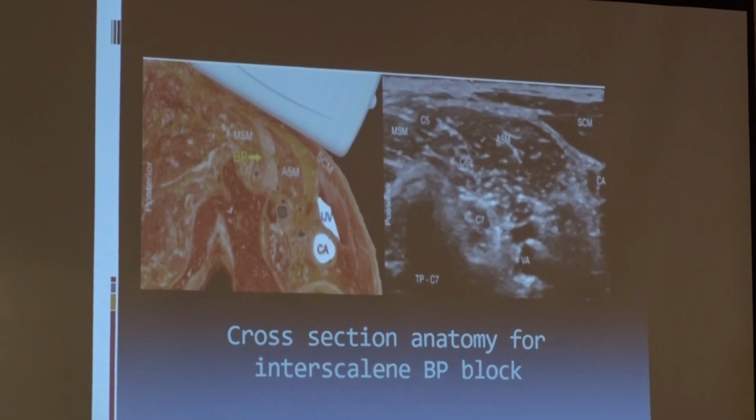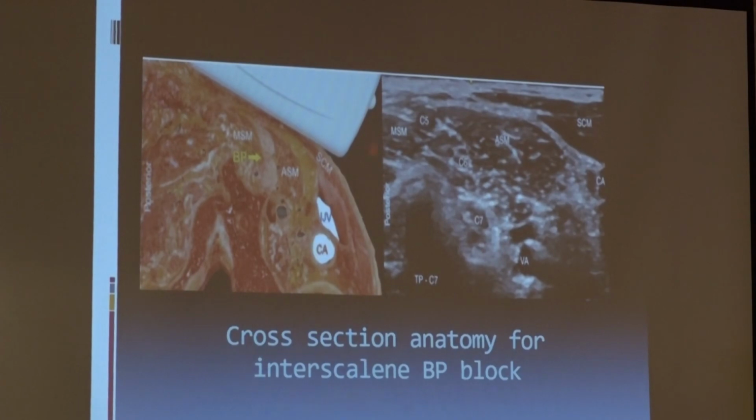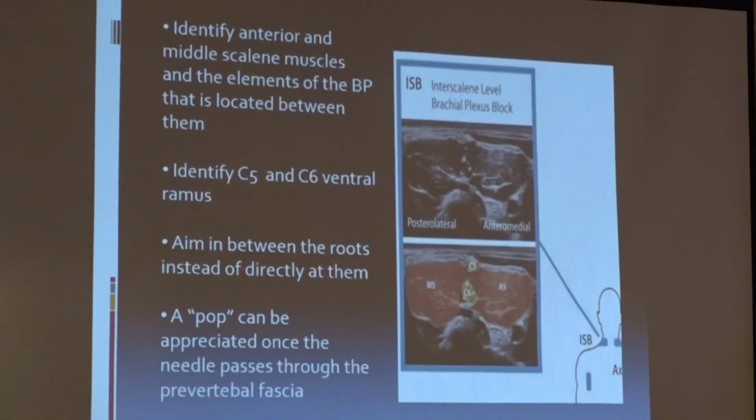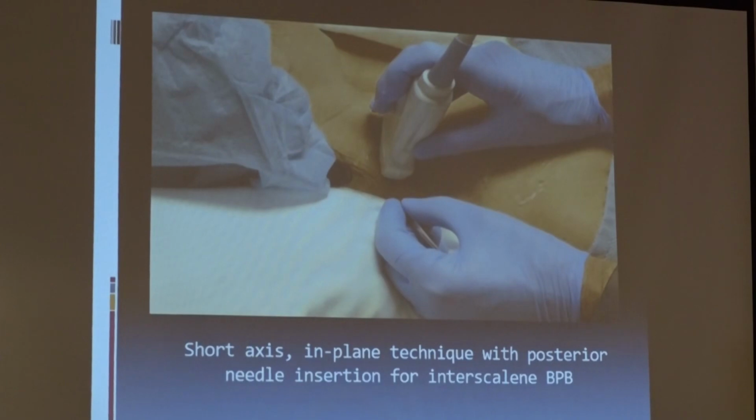Cross-section anatomy, the position of our transducer, and we can identify the nerve roots C5, C6, and C7, and 2 scalene muscles. Once we have identified these structures, we need to aim and inject our needle in between the roots, and we should feel a pop after the needle has passed through the prevertebral fascia. This is just to show you the needle insertion placement for interscalene.